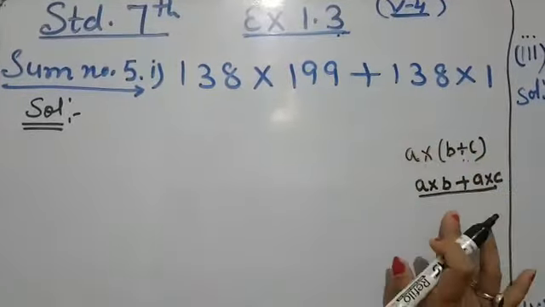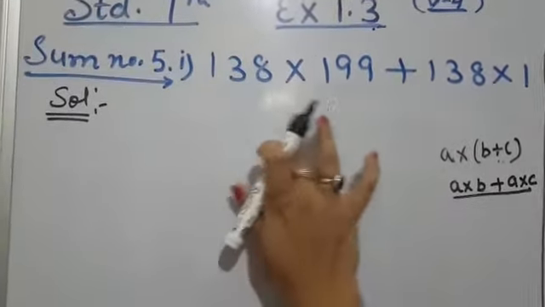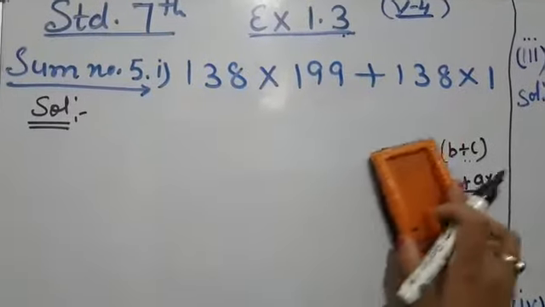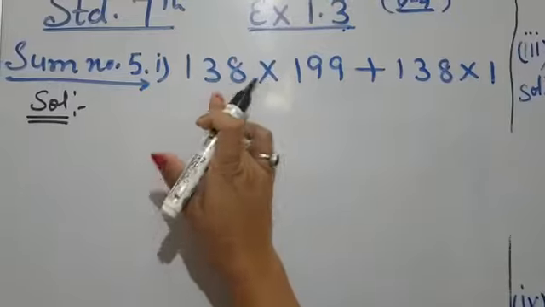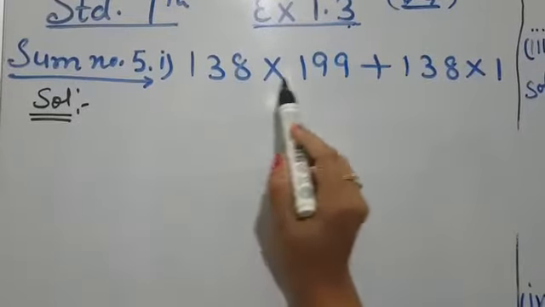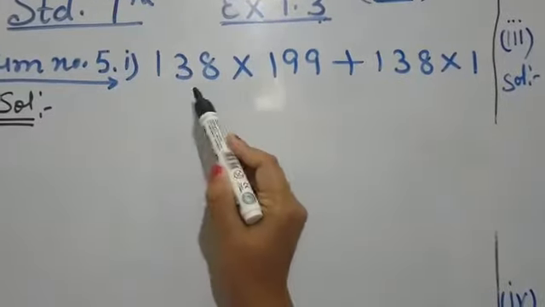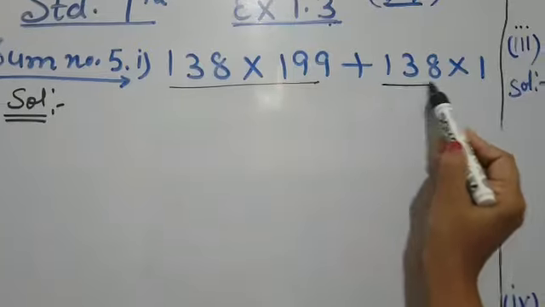So we will use this property to solve the given sum, and we will not directly multiply this by this plus this by this, because they have asked us to find the distributive property. So we will write 138 multiply 199 plus 138 multiply 1. So 138 and 138, as you can see, this is one term and this is another term.